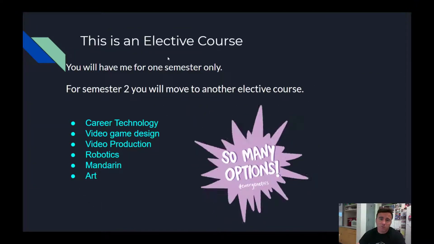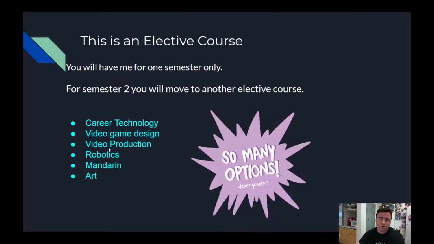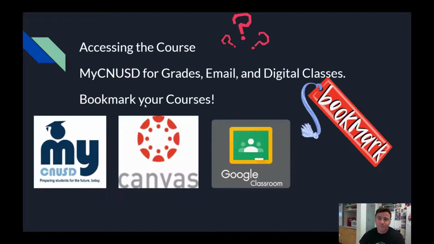This is an elective course. You get me for one semester. For semester 2, you'll rotate to another elective course, including career technology, video game design, video production, robotics, Mandarin, art, whatever you put on your application last year. You'll get one of those elective courses for the second half of the year.